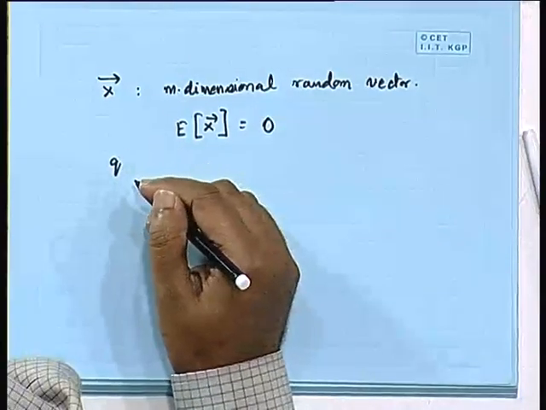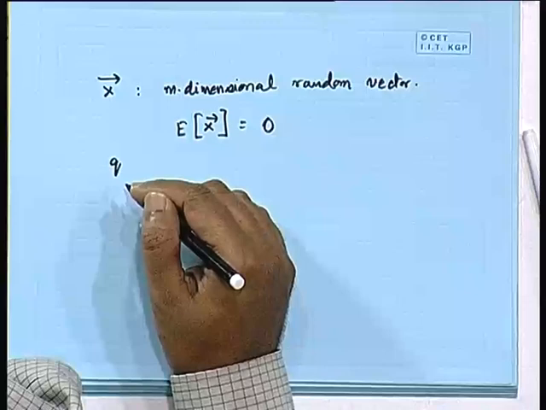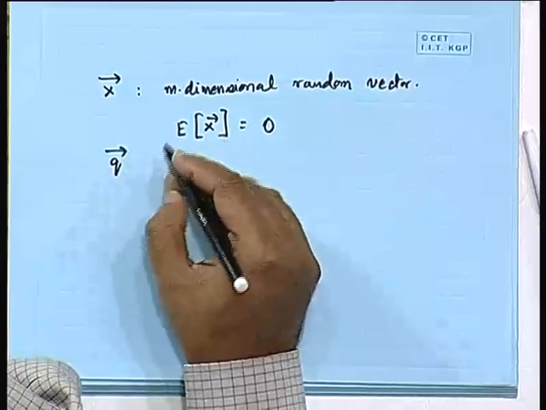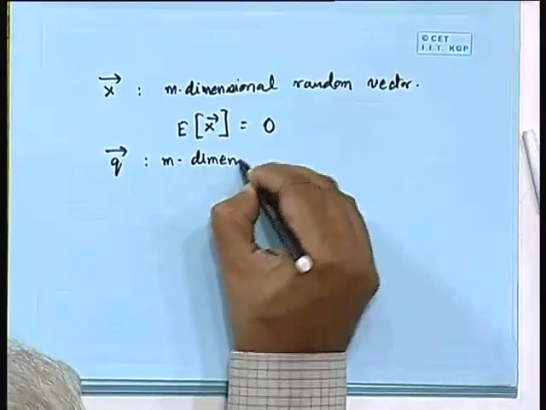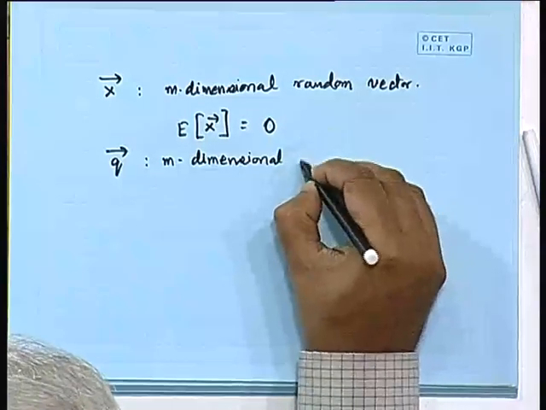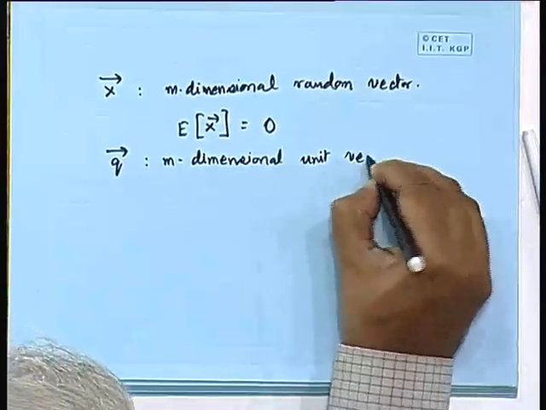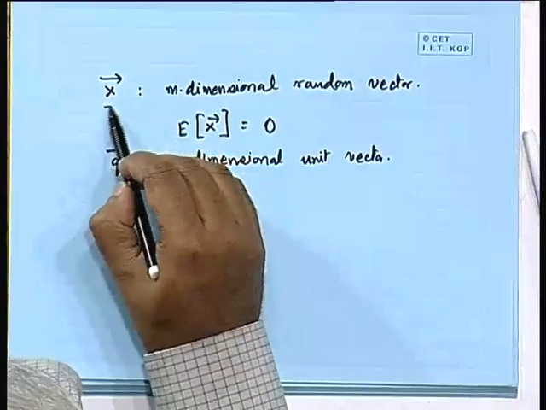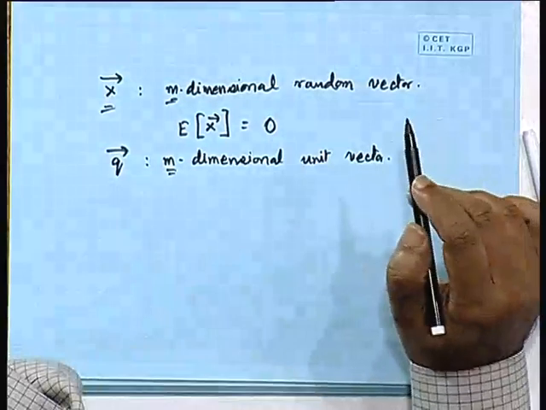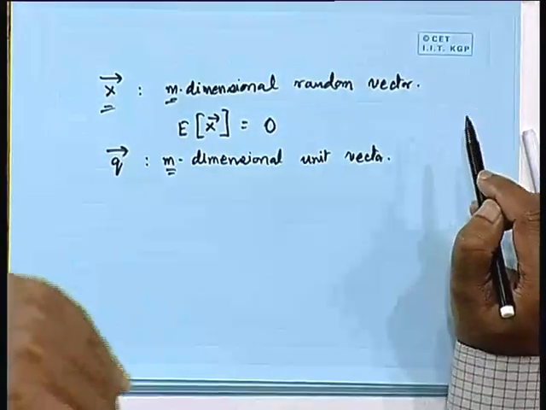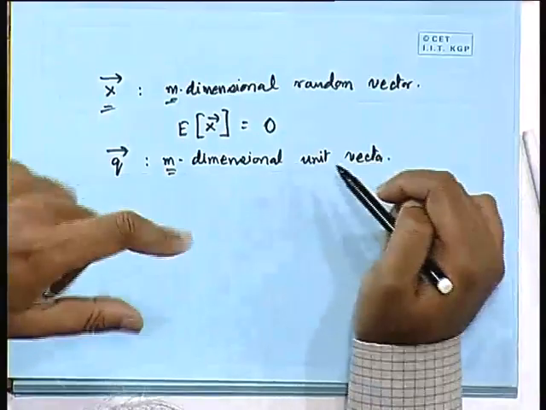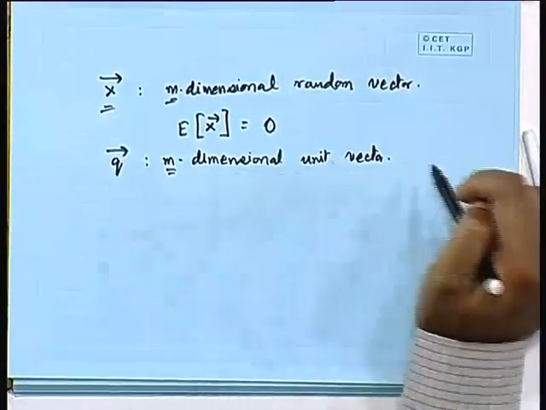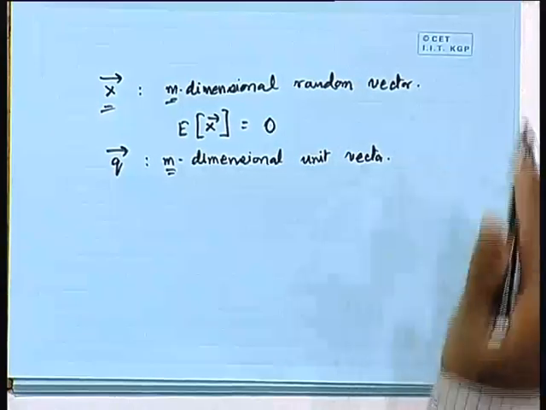defining another m dimensional vector which we are calling q. We are assuming this to be an m dimensional unit vector. I will explain the significance of that. So, this is an m dimensional unit vector, with dimension the same as that of x. Now, what we want to do is project the given x vector onto this m dimensional unit vector space, something like this.